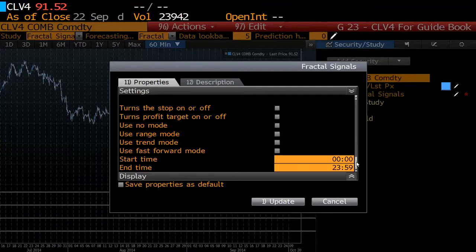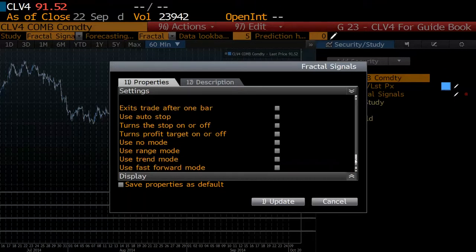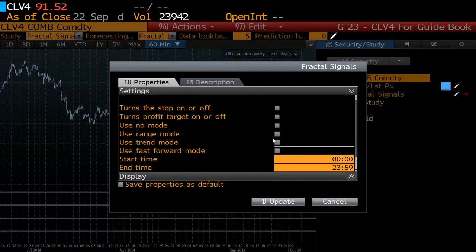So if you wanted to use the arc with the trend modes to only take trades when the arc is suggesting that the market is in a trend, because this is a trend style entry strategy, you would go up to use arc flag and click that. Then the trend mode will work with the arc. If you do not, then it only works with the predictor and the entry channel.